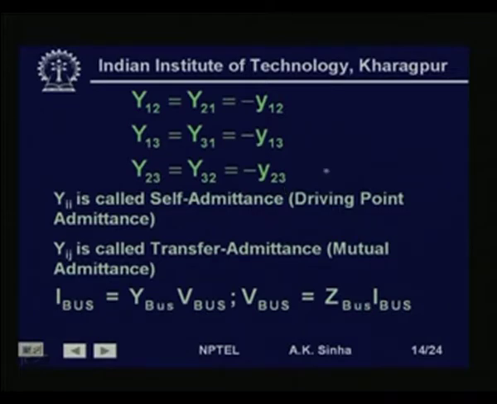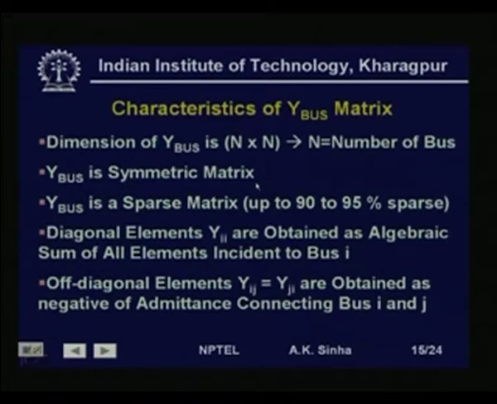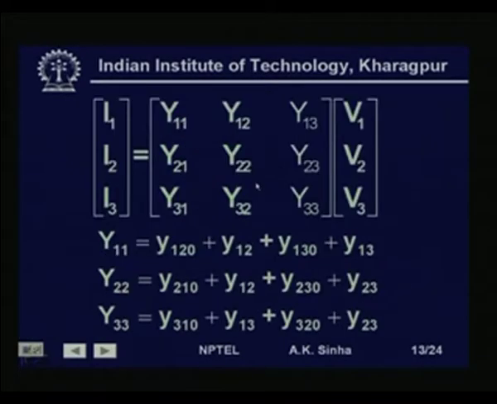Now, this Y matrix of Y admittance elements is relating the current injection at the various bus bars to the voltages at the bus bars, and that is why this Y matrix is called the bus admittance matrix. It relates the current injections at the bus bars to the voltages at the bus bars.